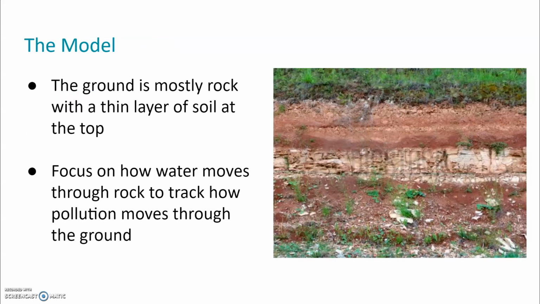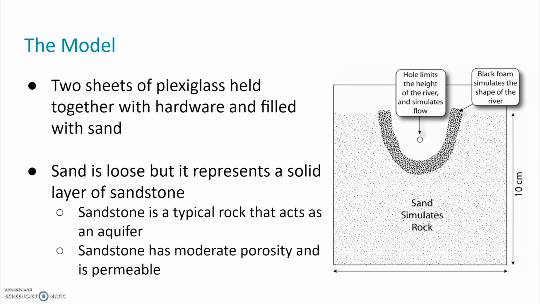The model that we're using is based on the fact that the ground is mostly rock with a thin layer of topsoil. So I want to focus mostly on how the water moves through the rock to track how pollution moves through the ground. So we have 2 sheets of plexiglass that we're going to hold together with hardware, like screws and nuts and bolts. And we're going to fill that with sand. And the sand is loose, but it represents the solid sandstone. Sandstone is a really typical aquifer, and it has moderate porosity and is permeable. And that just means that water can flow through it.